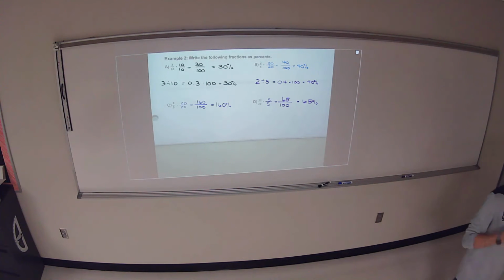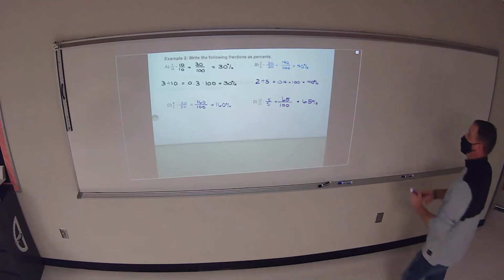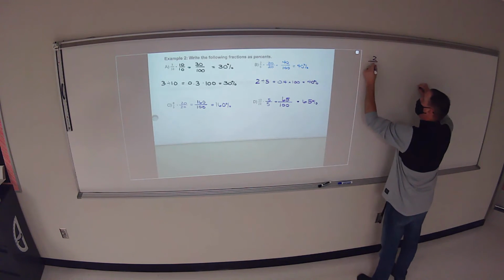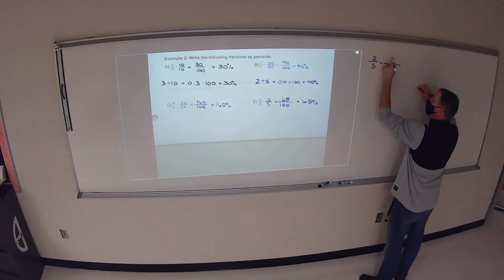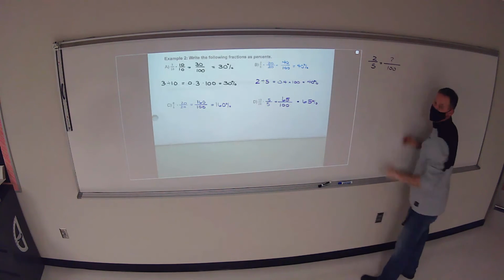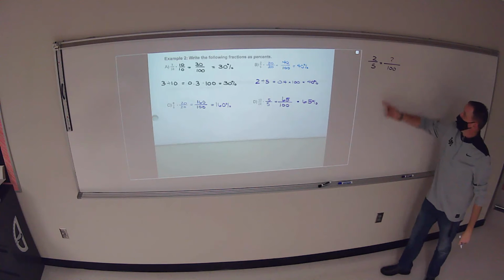Now you might say, what are we doing here? This is nothing other than you're solving a proportion. 2 over 5 equals, you wanted to make this a number over 100, didn't you? Well, what's the fastest way to solve this?